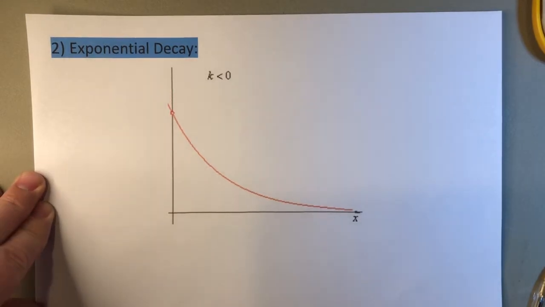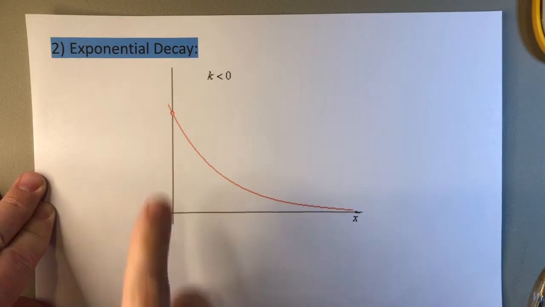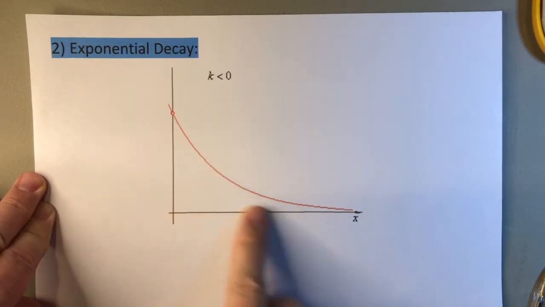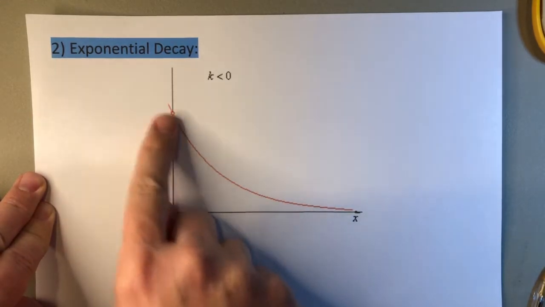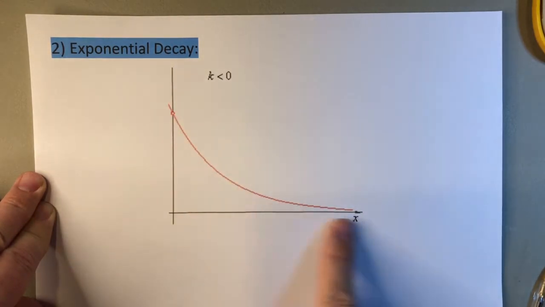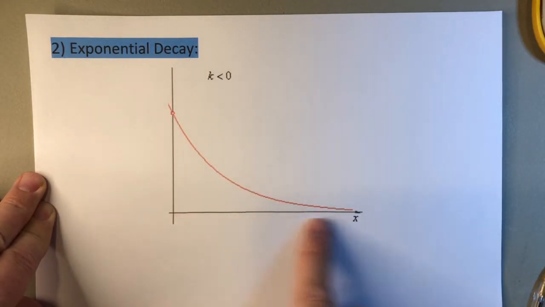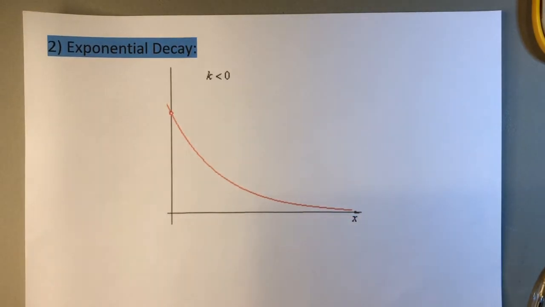All right, so we just looked at exponential growth. Now we're going to switch gears and look at exponential decay. And here's just a quick illustration of what that will look like. It'll be decreasing as you look at this from left to right. And it'll have a horizontal asymptote at y equals 0, or the x-axis.